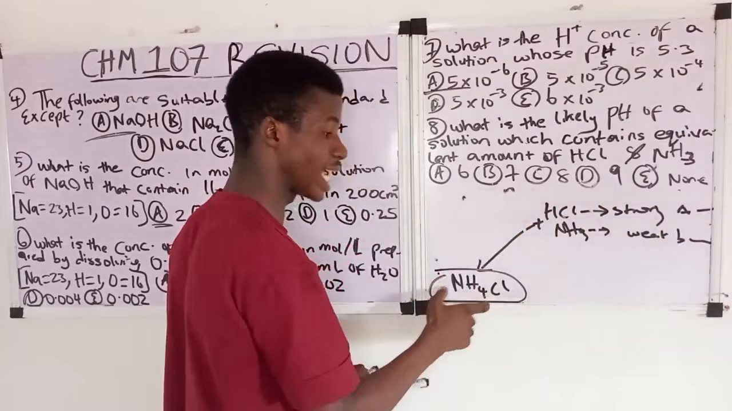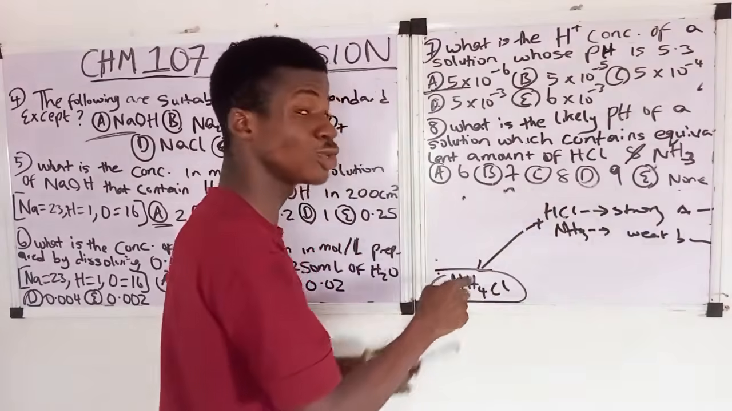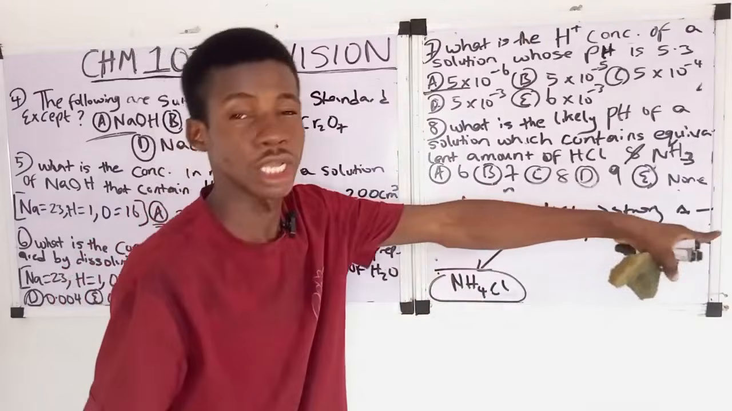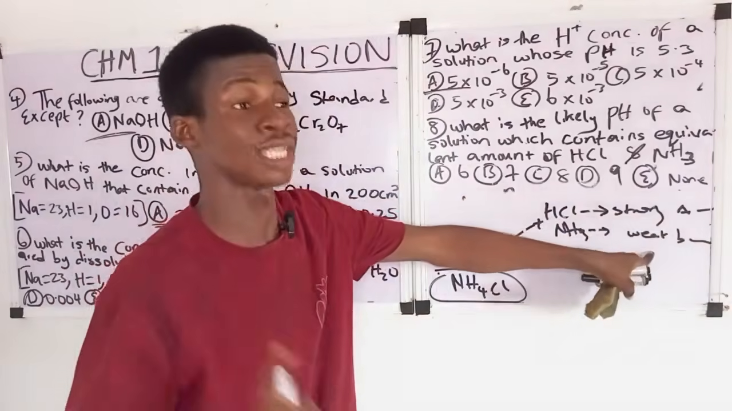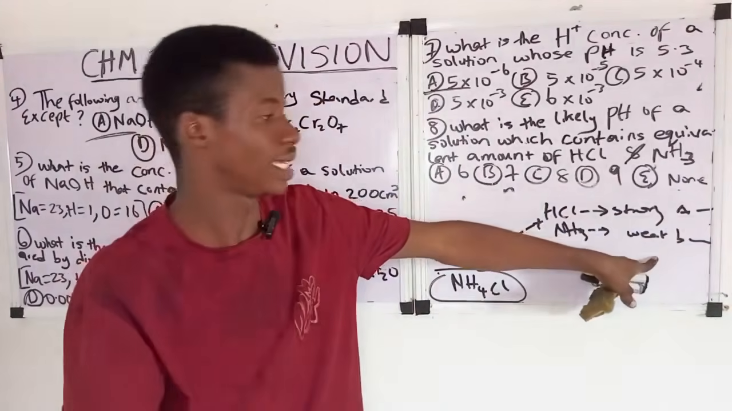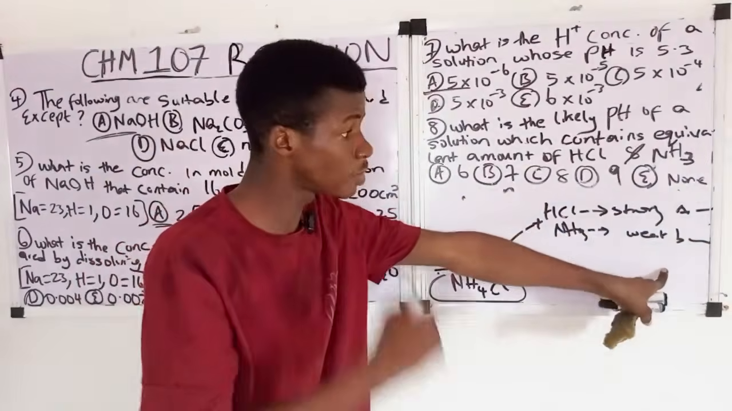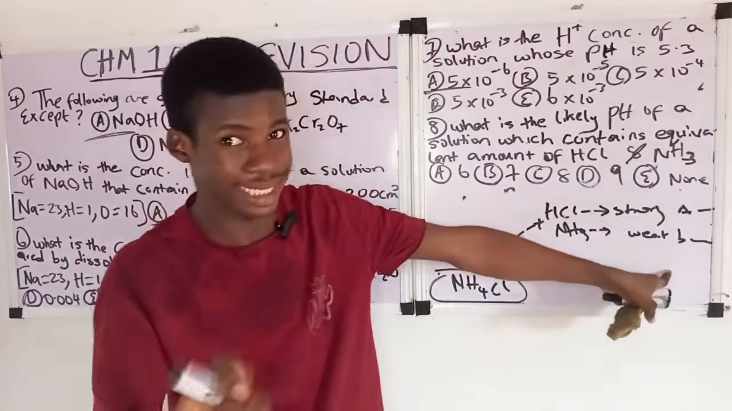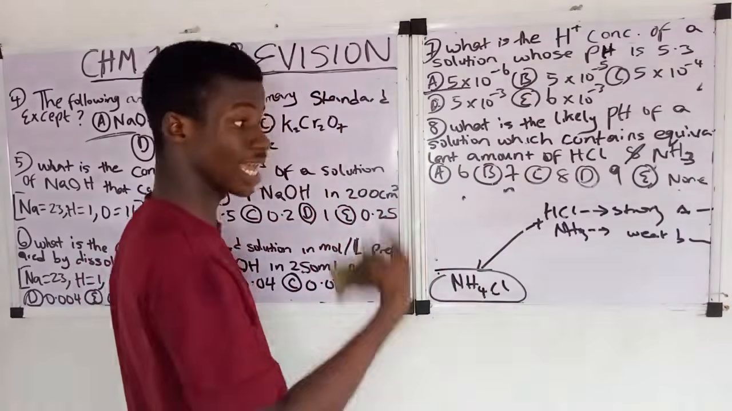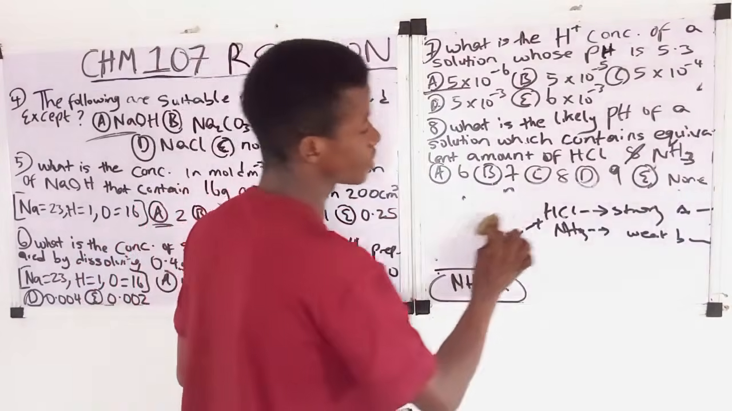So that's to tell you that this salt that is formed, known as ammonium chloride, is formed from what? From a strong acid and a weak base. So take note that a salt formed from a strong acid and a weak base is acidic. They are acidic salts. So that will tell you that.